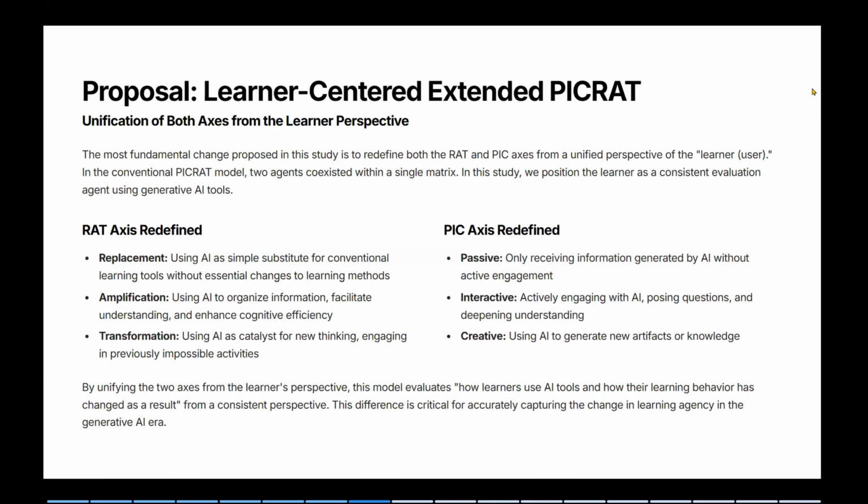We propose a fundamental change. We redefine both axes from the learner perspective. In the old model, two agents exist, teacher and student. In our model, only one agent exists, the learner only. The LAT axis now asks, how does the learner use AI to change their learning? The PIC axis now asks, how actively does the learner engage with AI? This unified perspective better captures AI learning.